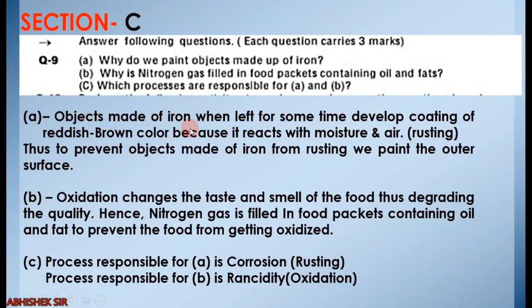So the answer of the first question, why do we paint objects made up of iron? You see, objects made up of iron when left for some time in moisture and air will develop a coating of reddish brown color, which we normally call rust, because it reacts with the moisture and air. The process is called rusting. Thus, to prevent the object made of iron from rusting, we paint the outer surface. So this will be the answer.